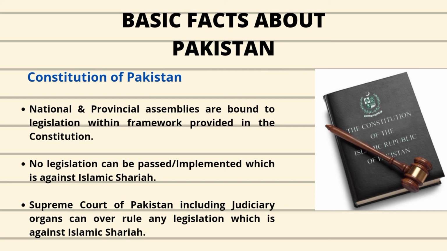If there is any conflict between the opposition or civil society about that specific legislation, they can appeal to the Supreme Court of Pakistan. The Supreme Court, including the judiciary organs, can overrule any legislation that is proven to be against Sharia, because the Supreme Court or judiciary of Pakistan, like any other country, has the power to interpret the constitution. The power of interpretation of the constitution rests with the judiciary.